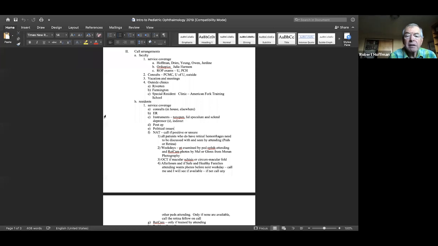We have all sorts of instruments that you are welcome to use in our clinic, but please realize that they come back to clinic, so they're there when you want them next. Please take care of that portable slit lamp. When it drops on the floor, it does not bounce well, and that has happened, and it takes a while to get the darn thing fixed.